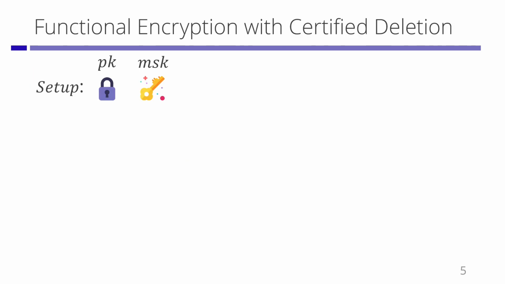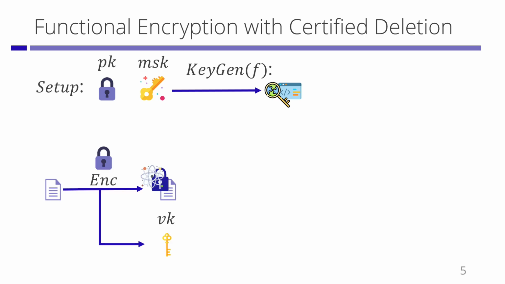So let's move to the syntax of functional encryption with certified deletion. The setup algorithm generates a master public key and master secret key, like standard functional encryption. And we can also generate a functional decryption key for function f by using the master secret key. The encryption algorithm is slightly different. This algorithm outputs a quantum ciphertext and also generates a verification key. We can decrypt the quantum ciphertext by using the functional decryption key, and we can get f of the plaintext.